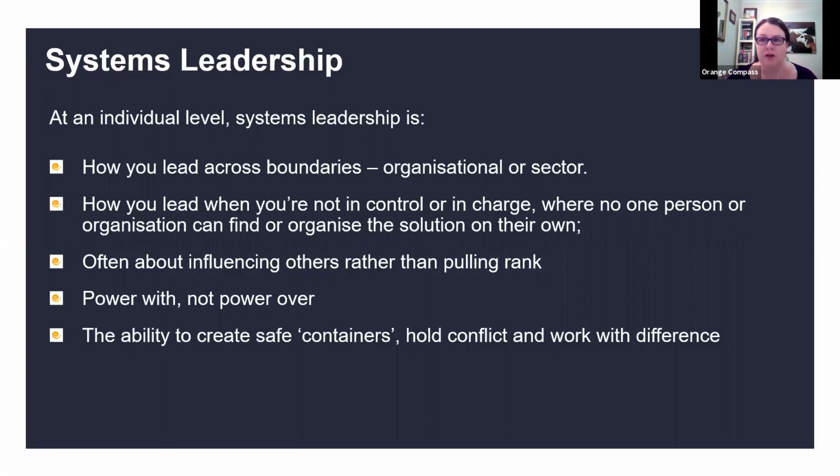So if no single organization can understand or work with a system, they also can't implement the solution on their own. It means you're actually going to have to think about influence rather than pulling rank, and power with rather than power over. You're not going to have a hierarchical power over people. So part of individual systems leadership is this ability to create safe containers, hold conflict, and work with difference, all sorts of difference in values, perspectives, ways of knowing, being, and doing.